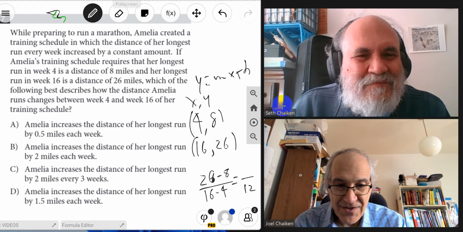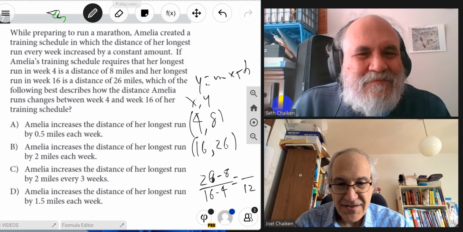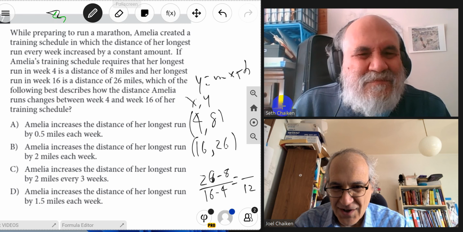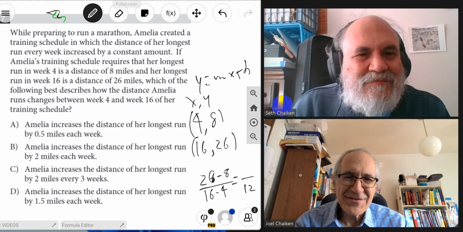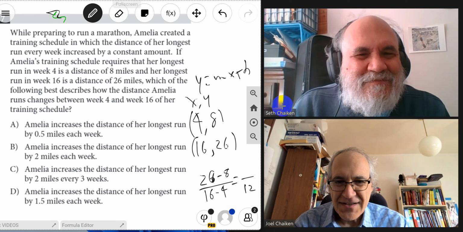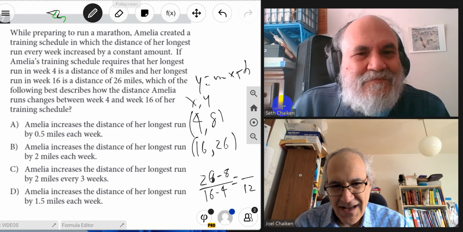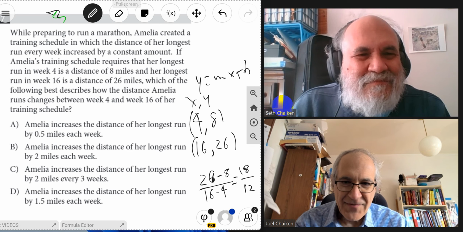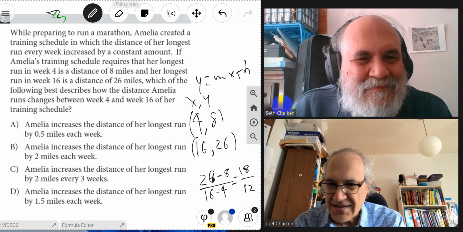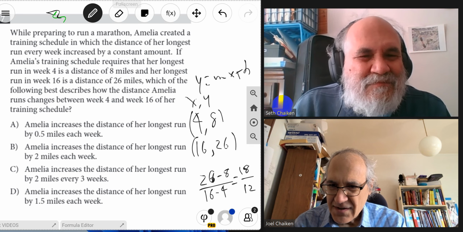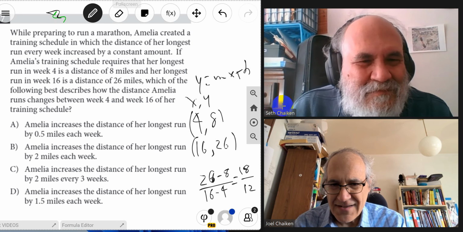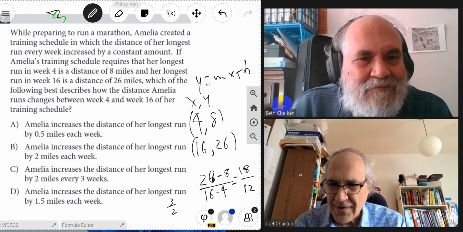I'll do the bottom one first. That's easier. Non-calculator test. I'm struggling here. Seth, don't tell me the answer. I have to struggle. 26 minus 8 is 18. Okay, 18 over 12 is not really an answer, so let's simplify that. Let's divide by 6. So we get 3 over 2. Oh, I see a 1.5 there.